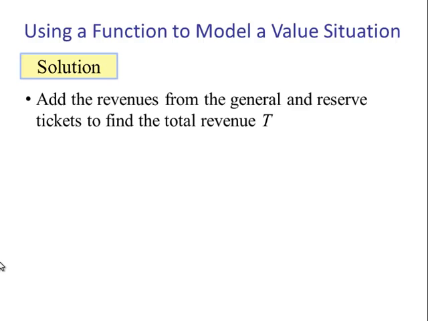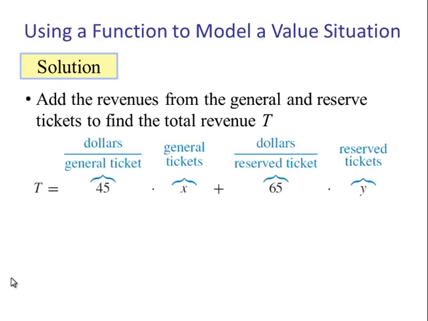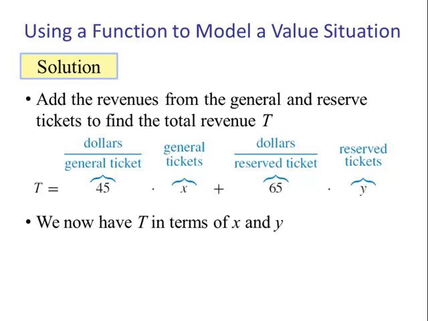Solution: add the revenues from the general and the reserve tickets to find the total revenue T. Again, we're going to apply the total value formula: the cost of the general ticket times the number of general tickets, which is X, plus the cost of the reserve tickets times the number of reserve tickets, which is Y. So we have T equals 45X plus 65Y. Now we have T in terms of both X and Y, so we have two variables and only one equation.